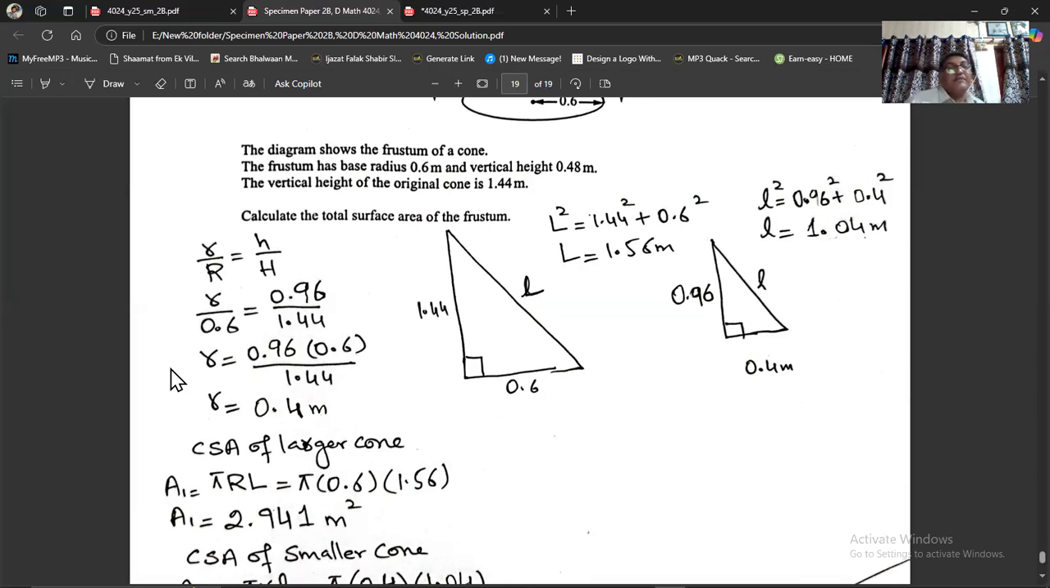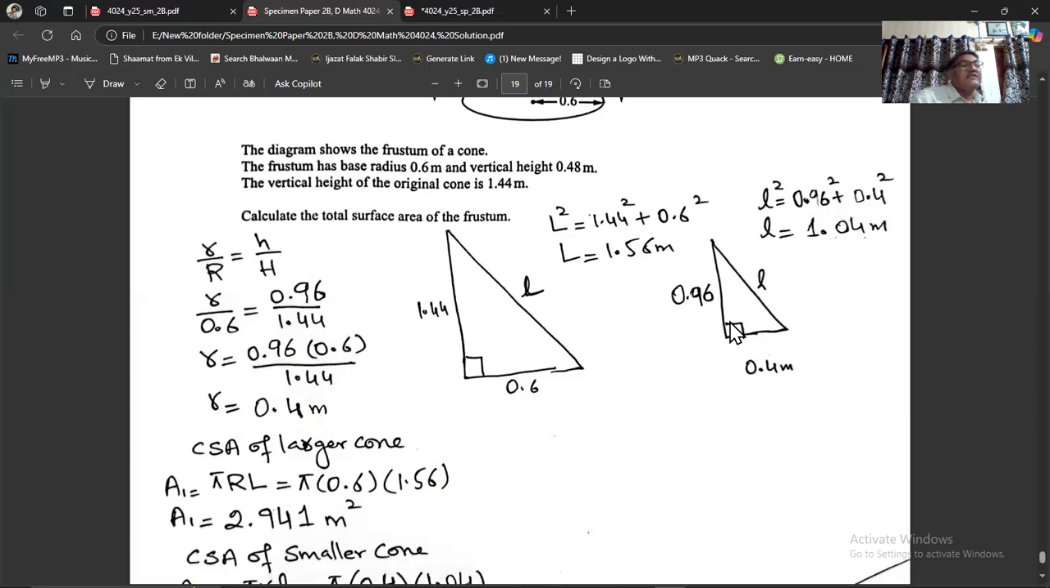Then I will apply Pythagoras on the bigger cone. The big cone's height is 1.44 and the radius is 0.6. So I will find the slant height of the big cone. That will be L squared equals 1.44 squared plus 0.6 squared, and whatever answer you get, take the square root of it. That is 1.56. The slant height of this big cone will be 1.56.